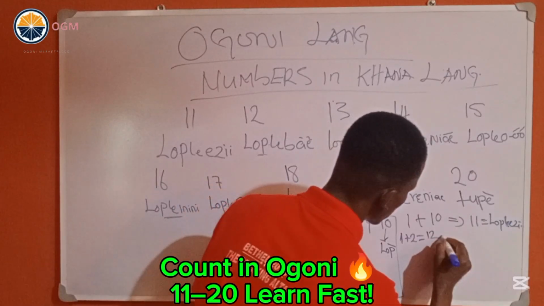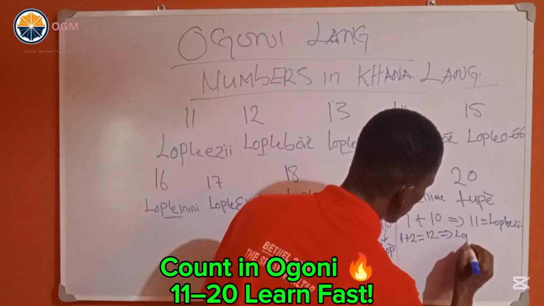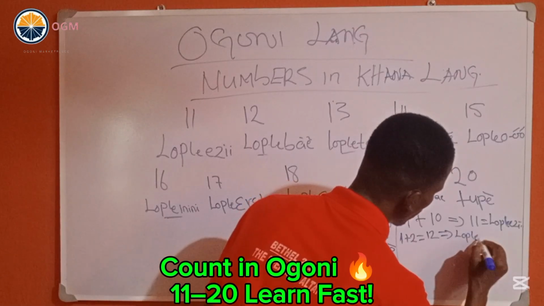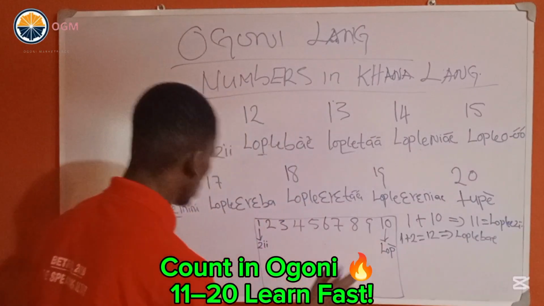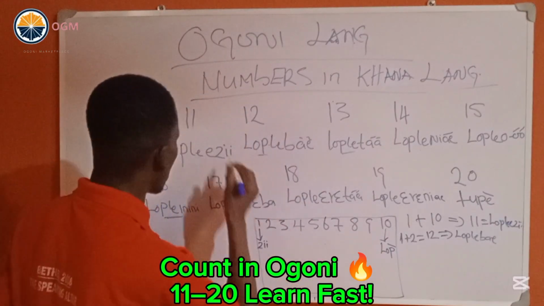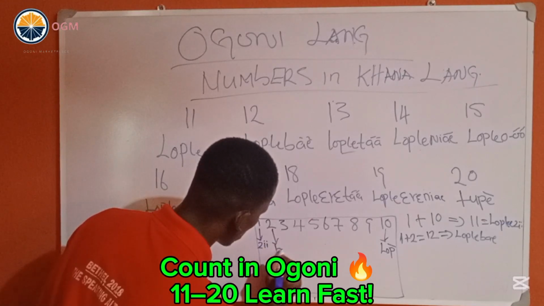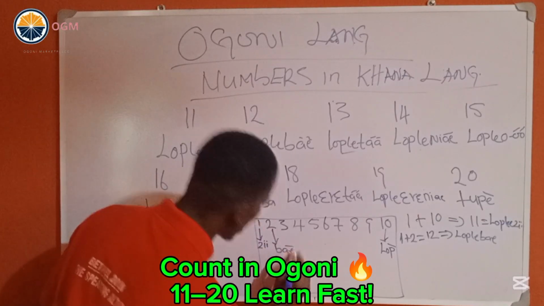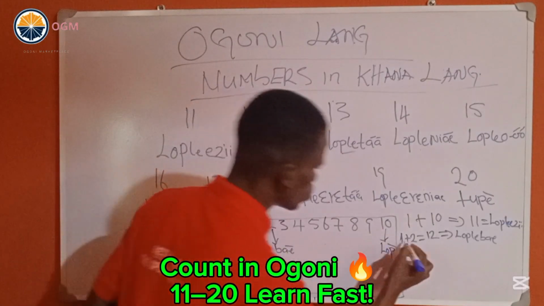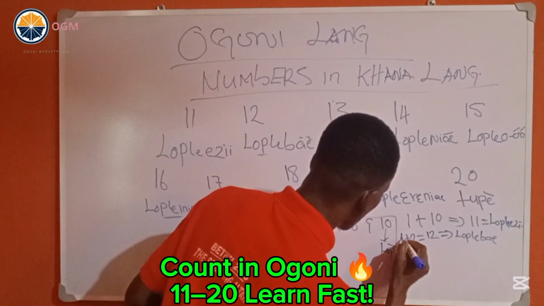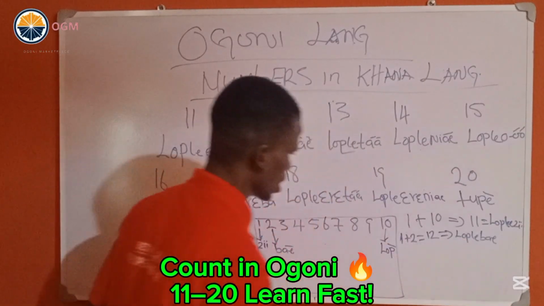12 is written as Look leba. Are you seeing it? Because 2 is ba. So what you do is that you add 2 to 10, which will give you 12.